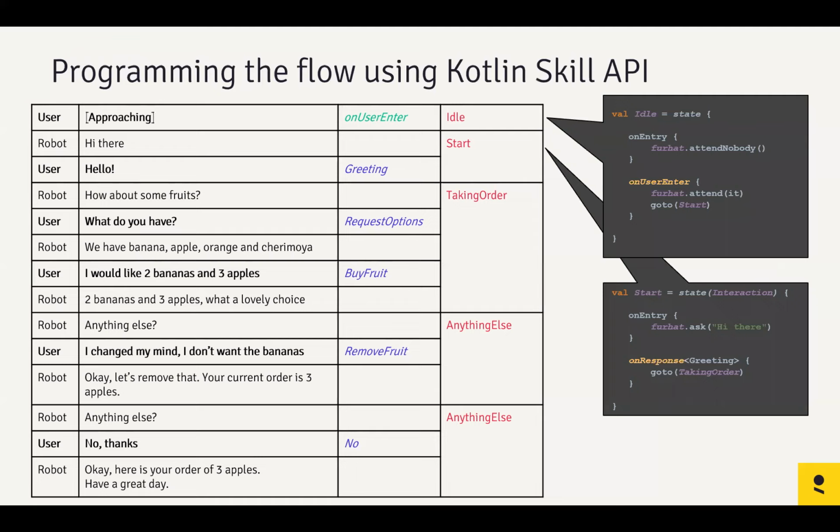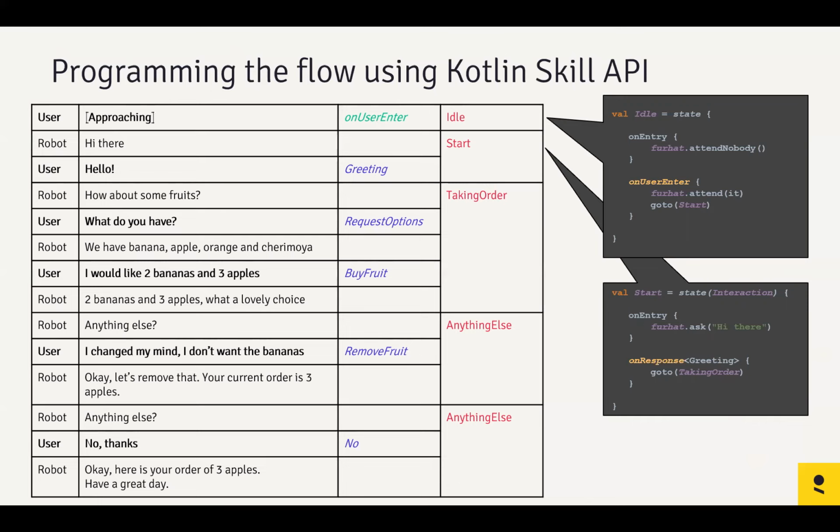When you program this in Kotlin, it's quite straightforward using this domain-specific language. So here's, for example, our idle state. We say that on entry, which means that when we start this state, we want Furhat to attend nobody. And when the user enters, we want Furhat to attend that user and then go to the start state. So we define these triggers with different things that should happen. When we are in the start state, we want Furhat to ask, hi there. And if the user responds with a greeting, we want to go to the taking order state.